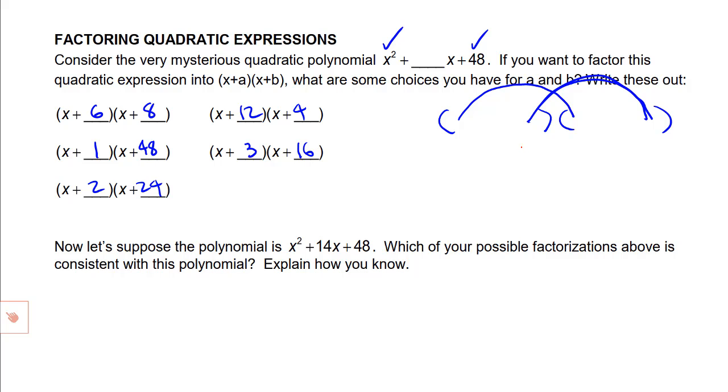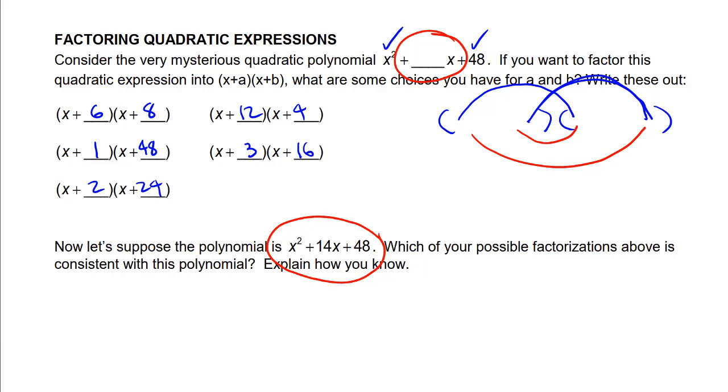But this combination and this combination give us the middle term. Is that right? So of those choices, which one of these is going to work? You write that down. All right, so clearly x and x are going to work. And then I have 5 to choose from, so that this combination and this combination make the 14. And who were they? 6 and 8.